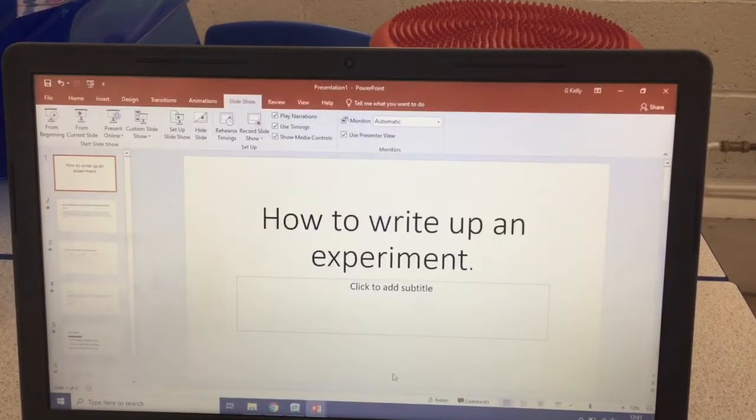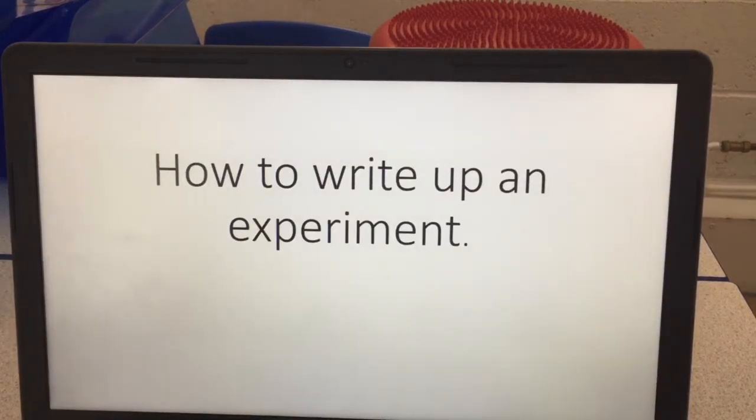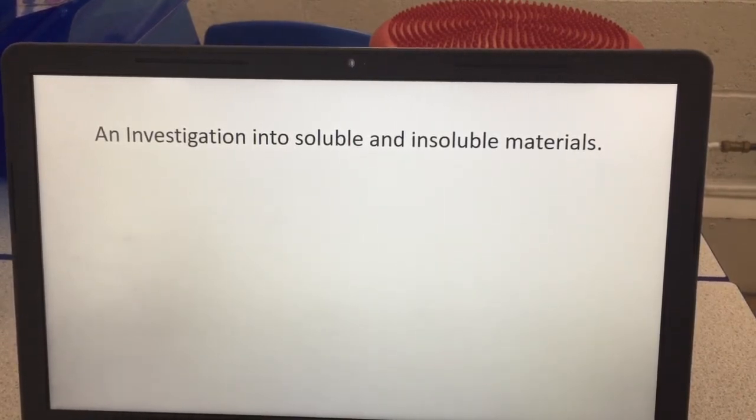Okay, so this is what it's going to look like. So you're going to need a title, all right, for your write-up. I've used an investigation into soluble and insoluble materials because that's exactly what we did. We investigated materials and found out whether those materials were soluble or insoluble by trying to mix them with water.